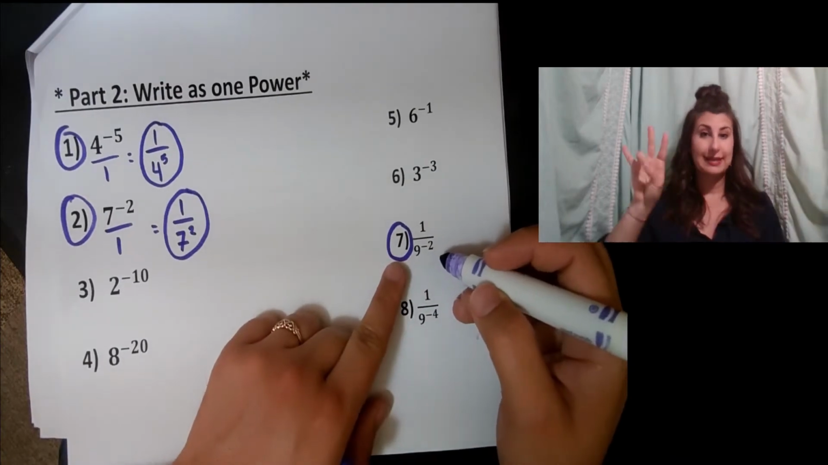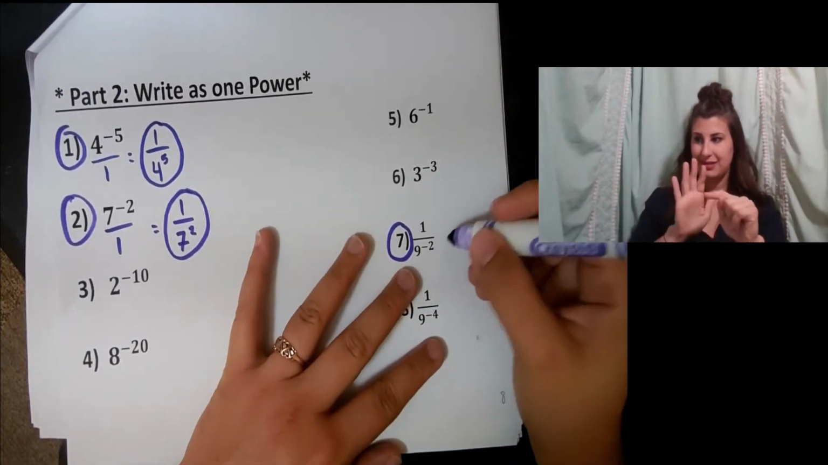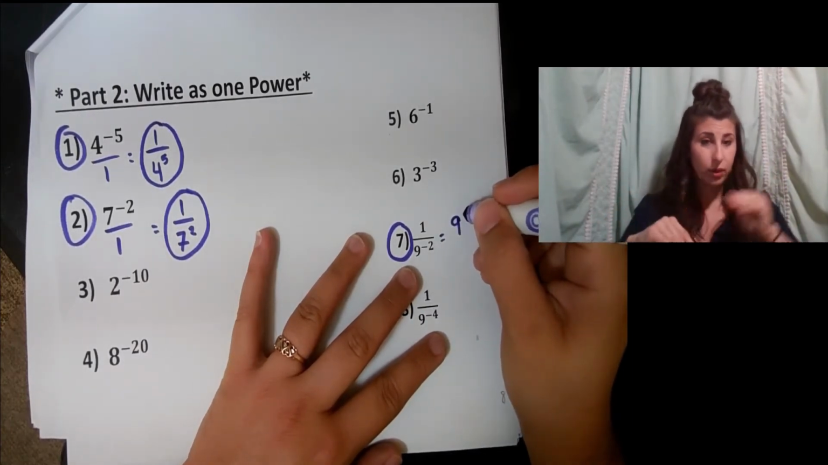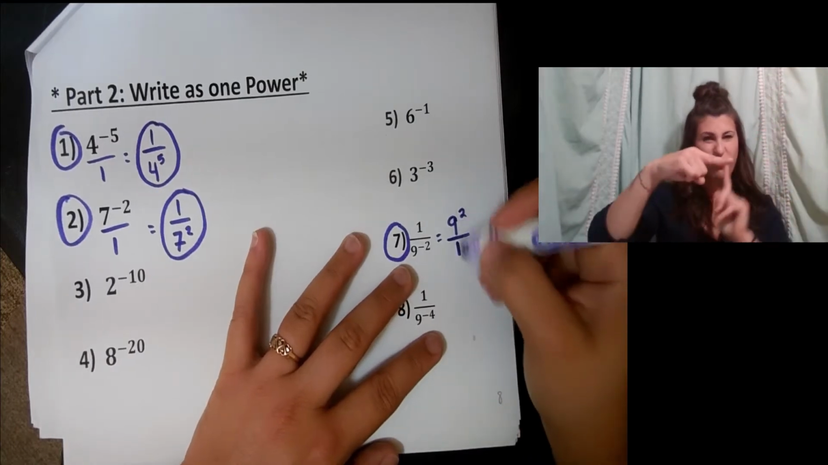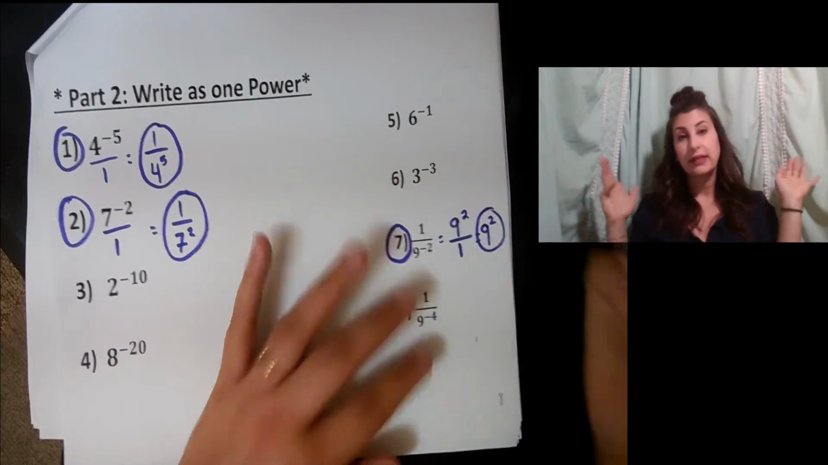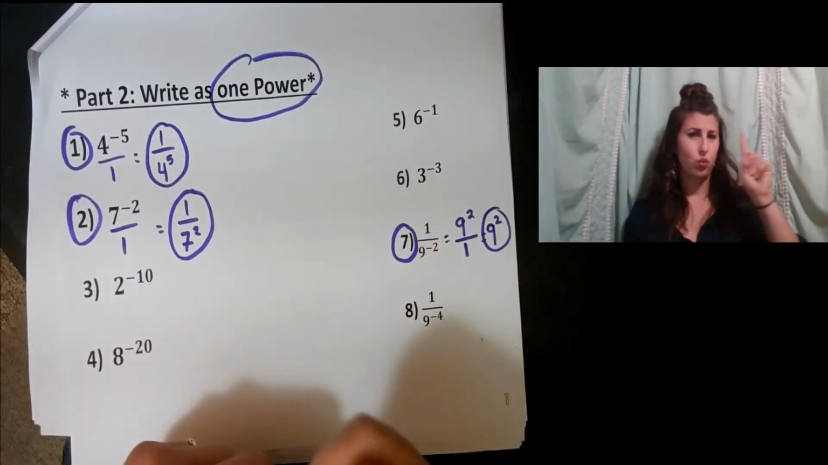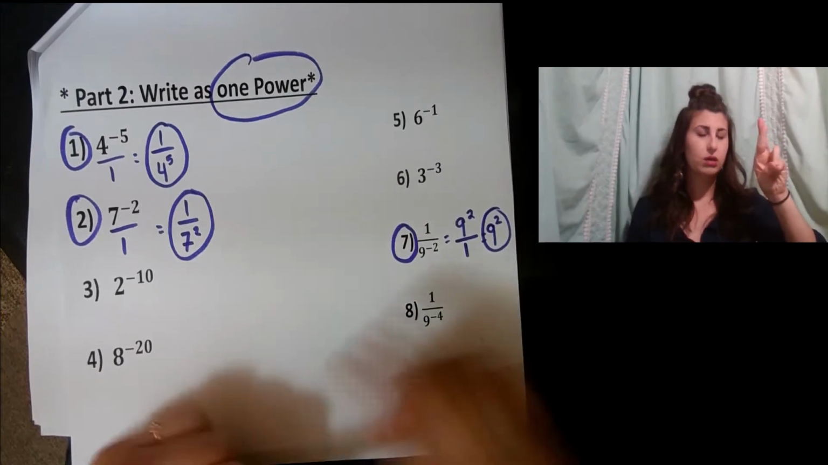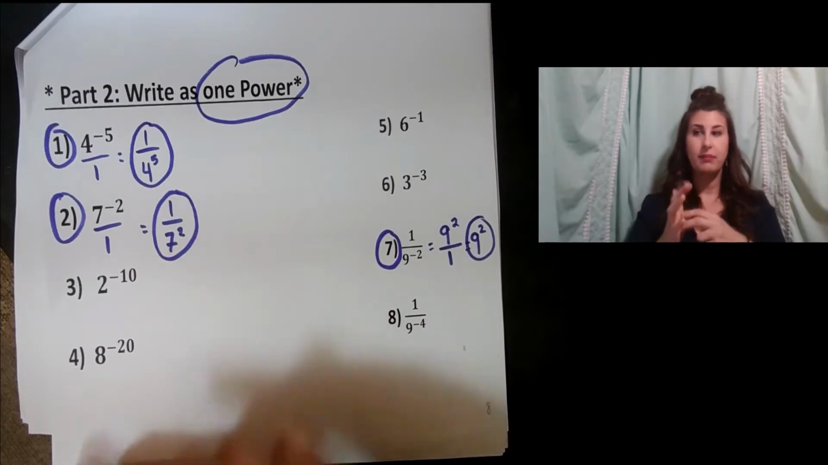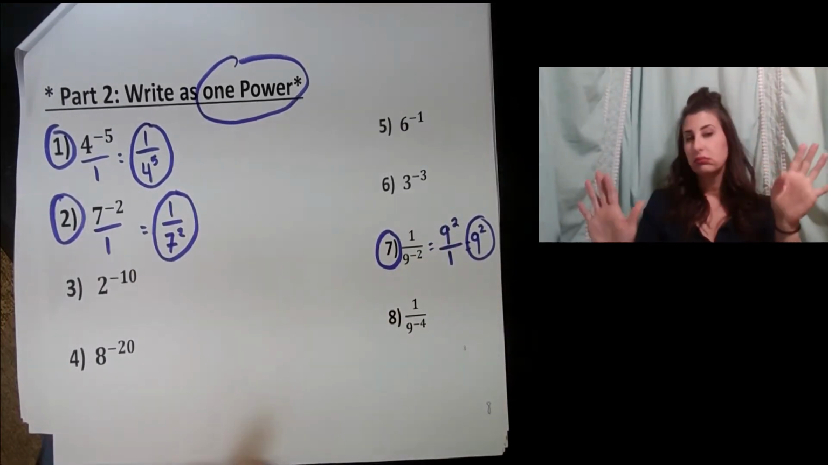Now number 7, it's 1 over 9 to the negative second. It was at the bottom, so I'm going to flip it and put it at the top. So it'll be 9 squared over 1, but anything over 1 is just that top number, so it's 9 squared. Okay, and it says to write as 1 power right now. We're not evaluating it. Otherwise, I would say this is 81, and this will be 1 over 49. All right, but that's not what we're doing right now. We're just simplifying it and writing it as 1 power.